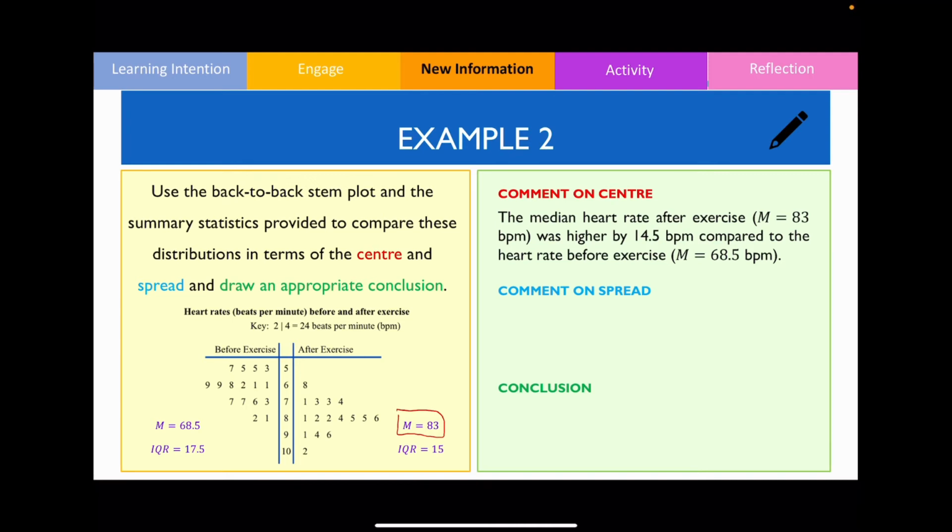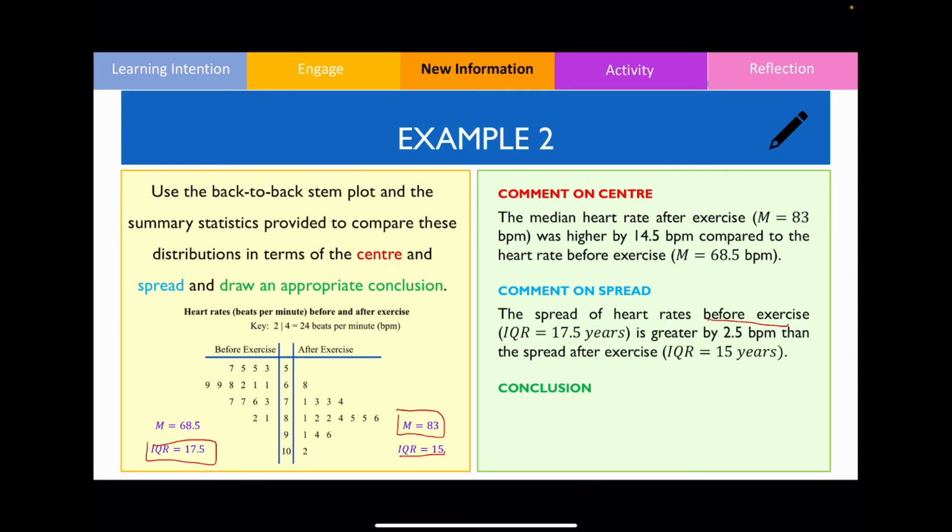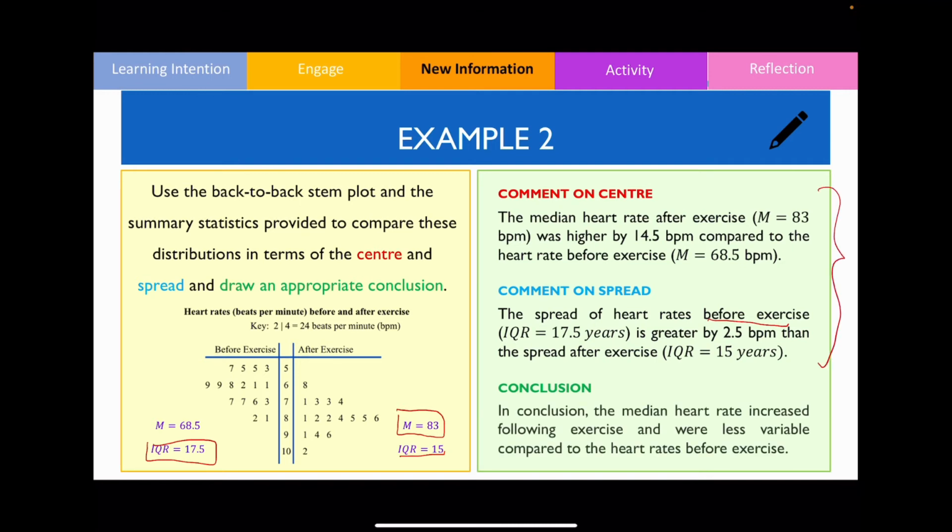In terms of the spread, we can see that the IQR of the heart rates before exercise is a lot larger compared to the IQR after exercise. So the way that I've responded was saying the spread of heart rates before exercise is greater by 2.5 beats per minute compared to the spread that's found after exercise. And finally, in terms of the conclusion, I just need to summarize what I've stated earlier on in these 2 dot points over here. So I answered by saying, in conclusion, the median heart rate increased following exercise and was less variable compared to the heart rates before exercise.